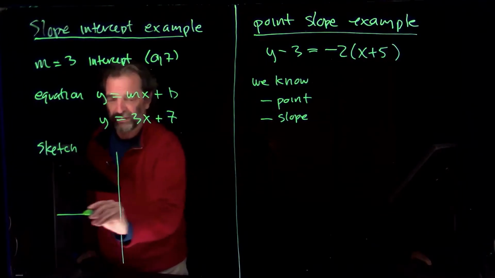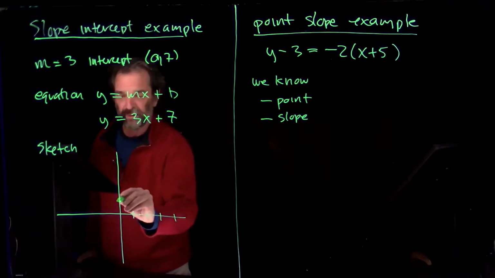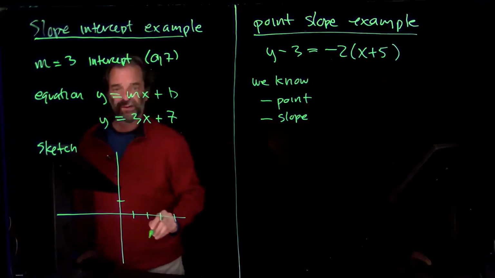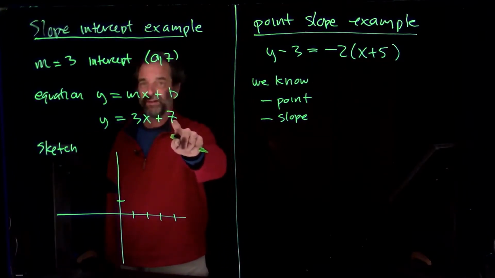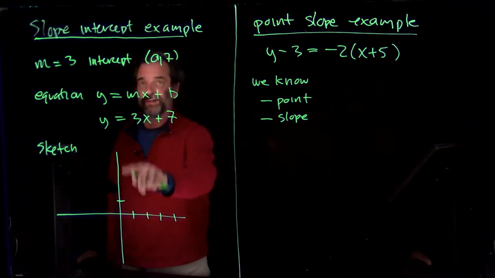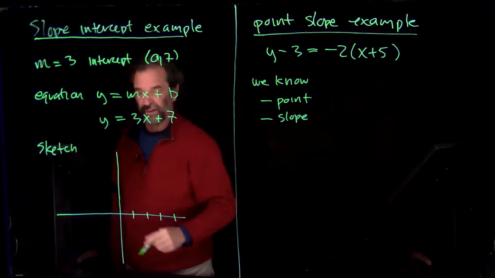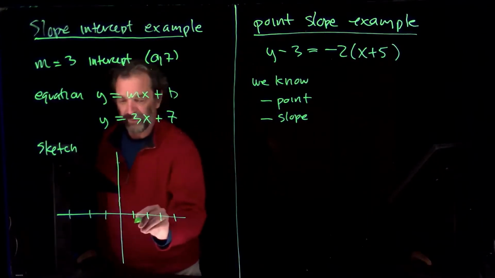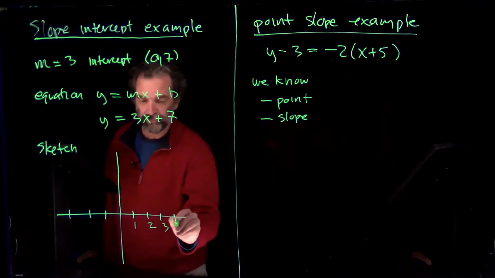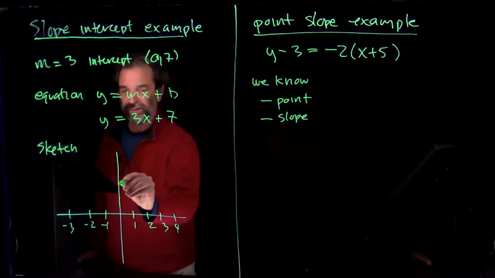Make some axes. I'm kind of concerned because the intercept is 7. So I have to be careful how I set up my vertical axis. I can't make that 1. I'm going to have to use different scales on the two axes. That's not a problem. I guess I'll just go like this.